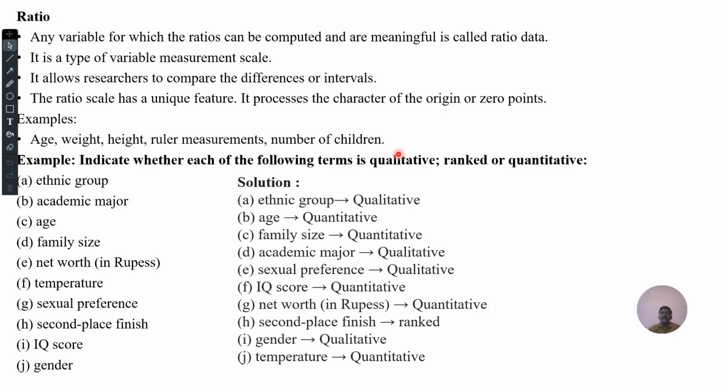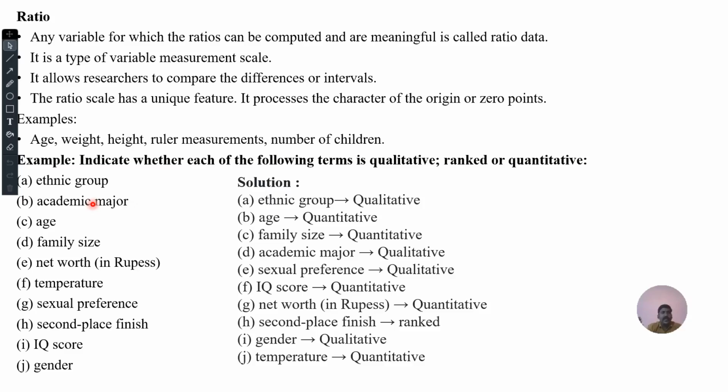Examples for the Stevens scale method. We know the Stevens scale method contains the nominal scale, ordinal scale, interval scale, and ratio scale. For example, ethnic group is one of the qualitative data. Here we can't measure, but we can categorize and arrange in order. Academic measure is also qualitative data: BSc, BCA, BE, computer science engineering.